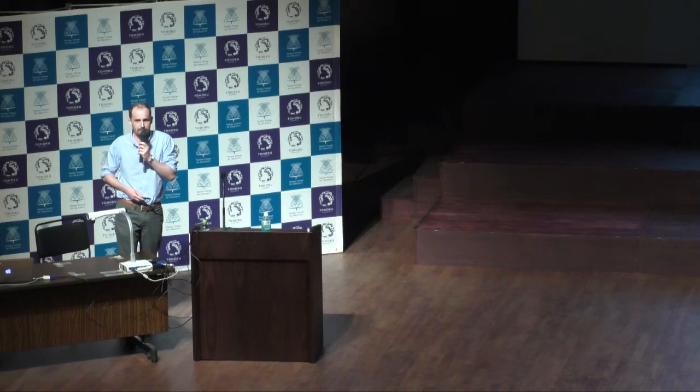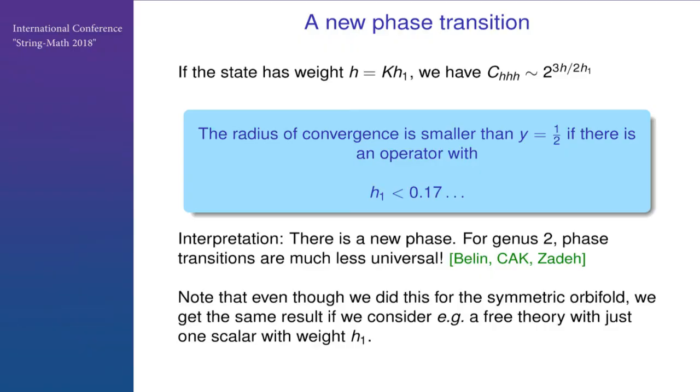Why is y equals 1/2 important? Because at y equals 1/2, we expect the phase transition anyway, simply coming from the Ryu-Takayanagi analog of the Hawking-Page transition. But if the radius of convergence is smaller than y equals 1/2, that suggests that there is some new phase in the theory. So adding these additional stringy states coming from the permutation orbifold or from the symmetric orbifold leads to a new phase in the genus 2 partition function.